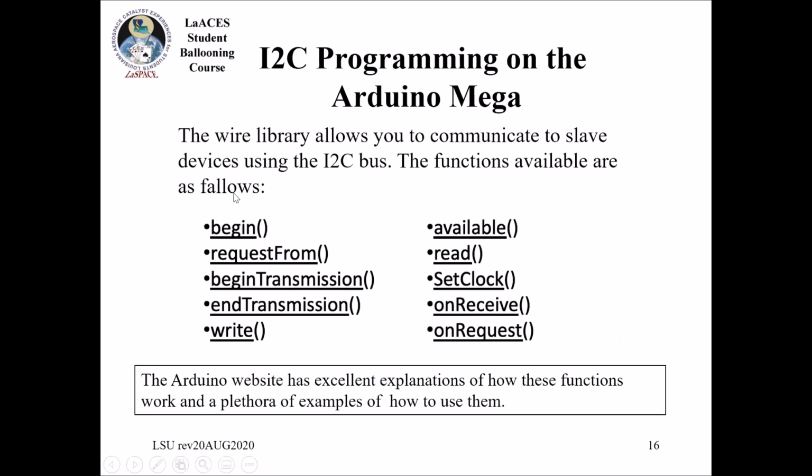Okay. So the Wire library allows you to communicate to slave devices using the I²C bus. The functions available are all of the ones that are here as follows, which is misspelled, so sorry about that. There is a bunch of information about how to use all of these different functions. So definitely take a look at them and be able to work with them, even for tonight for this particular activity.